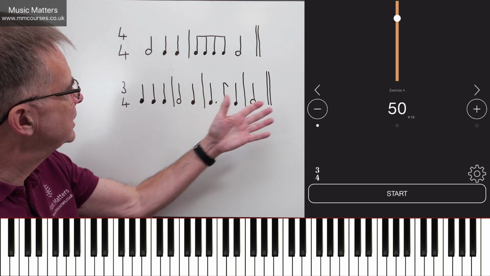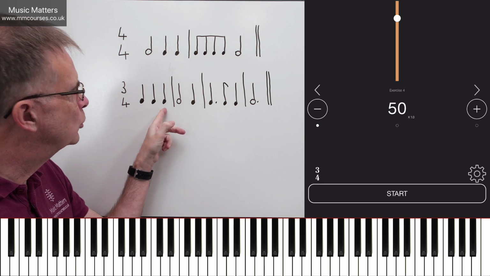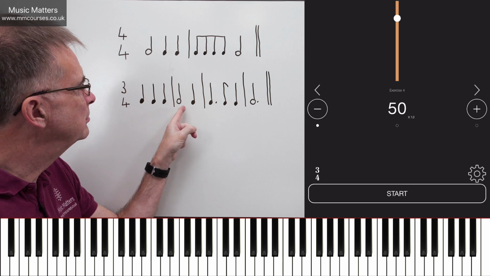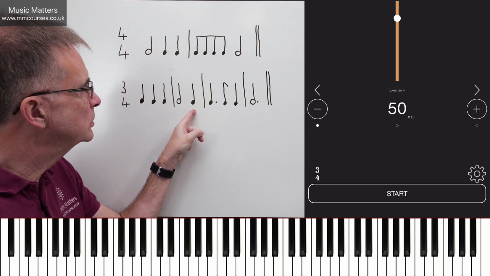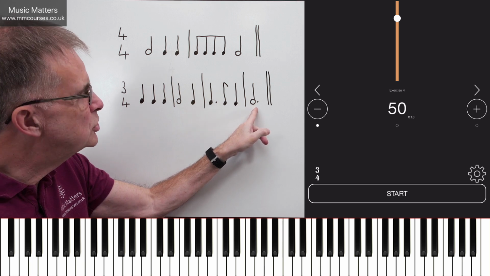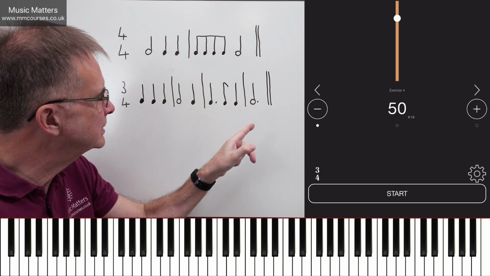Now, most of what we see here we're already familiar with. We've got a bar of quarter notes or crotchets. There's a half note, a minim, followed by another crotchet or a quarter note. Right at the end, we've got one of these dotted notes, the dotted minim or the dotted half note. So that's 3 beats, isn't it?